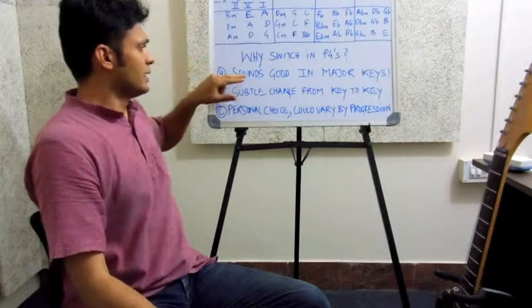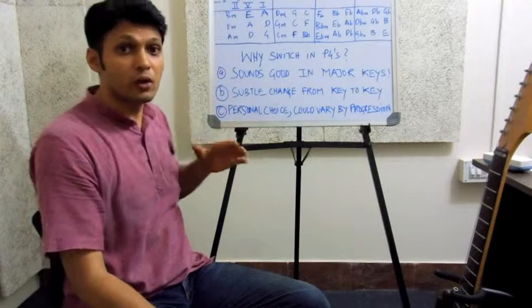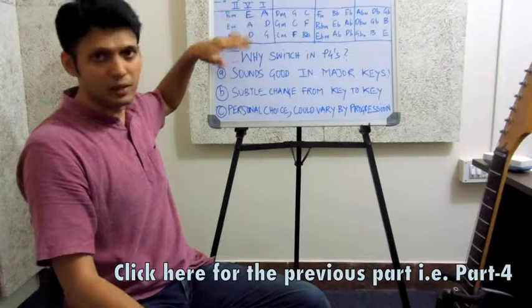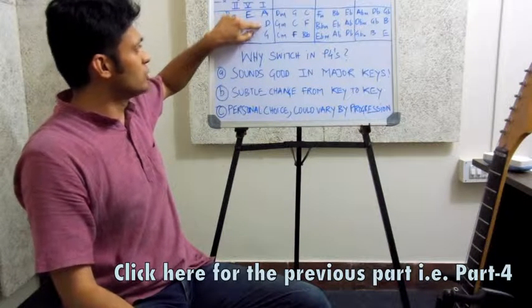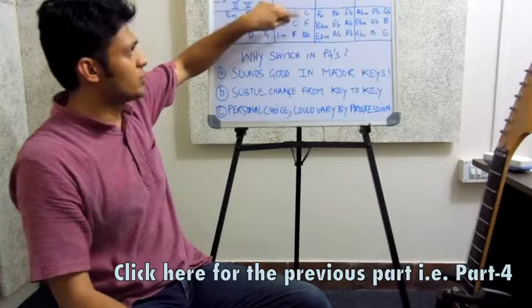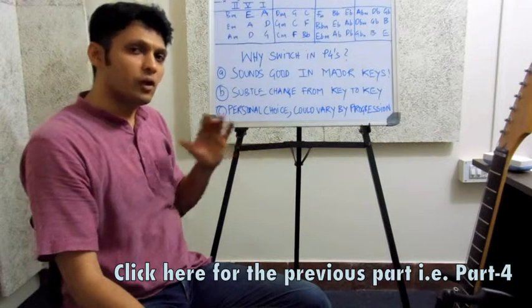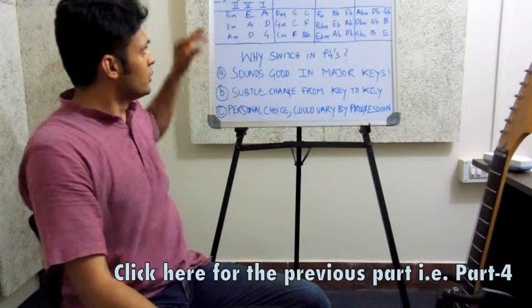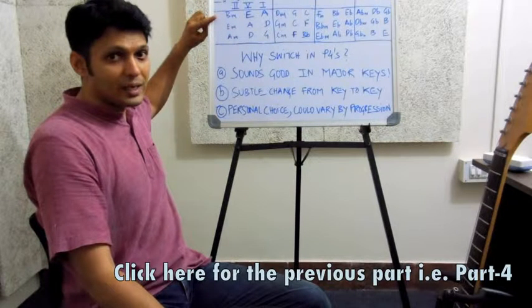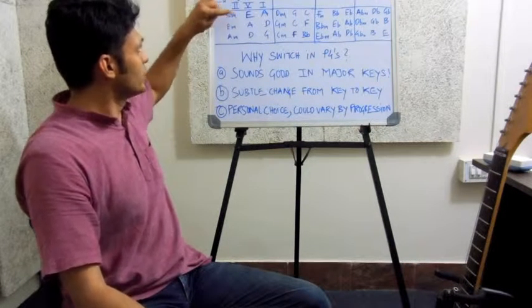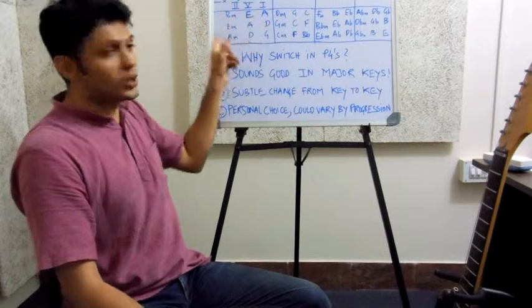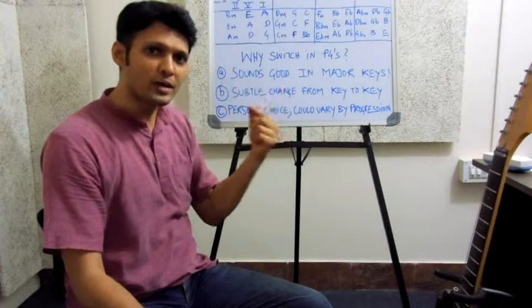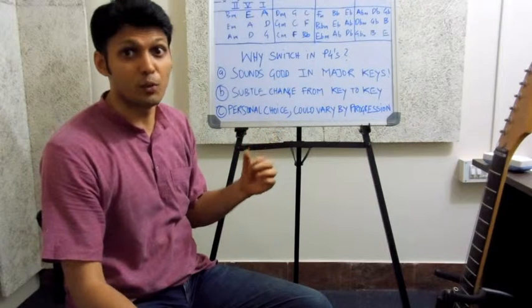Point A says that it sounds good in major keys. Now if you recall from the previous part, we've always been switching in major keys. For example, we move from the key of A major to the key of D major to G major to C major to F major, and so on and so forth. If you also recall from the previous part, we were not only interested in the melodic line that got formed when joining the chords in a single key, but also between the chords across keys. And that point was specifically referred to as the point of switching.